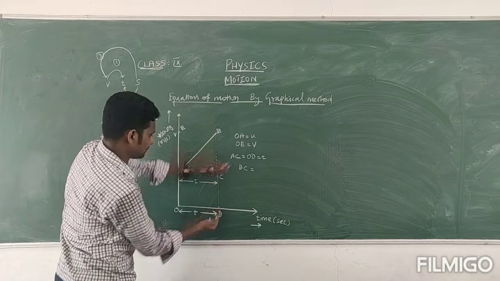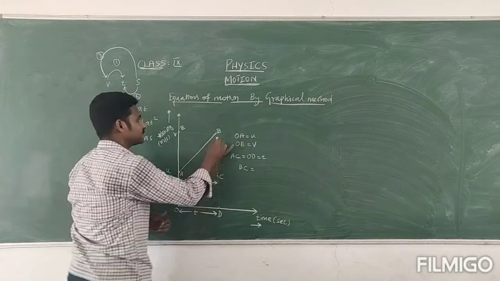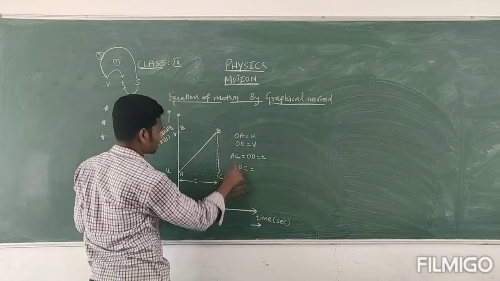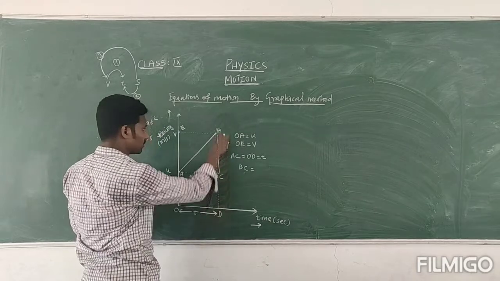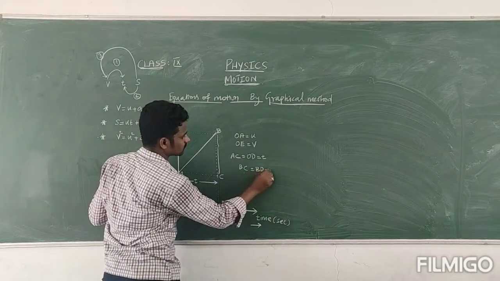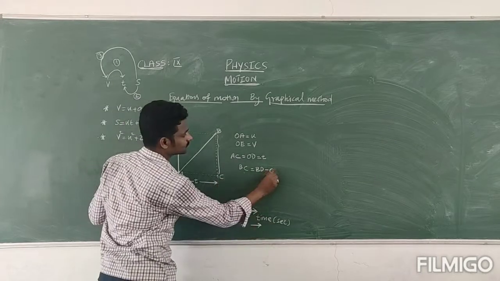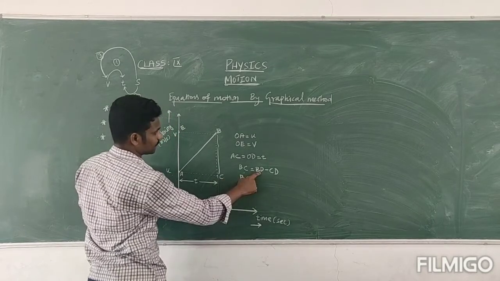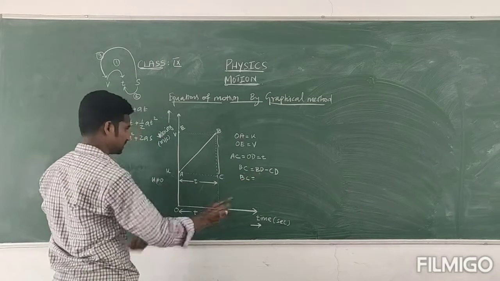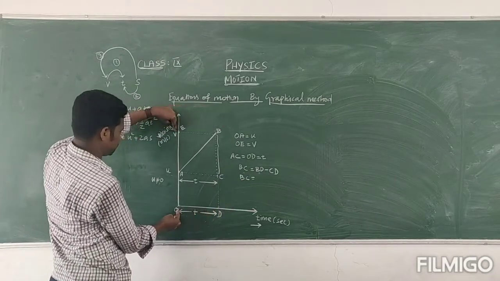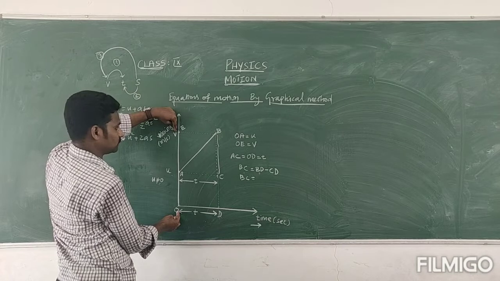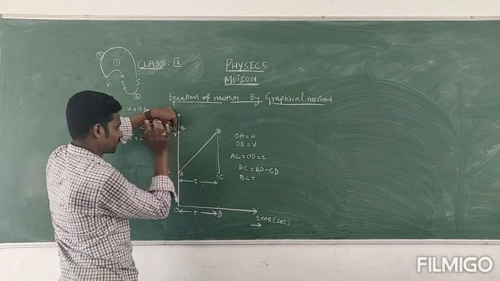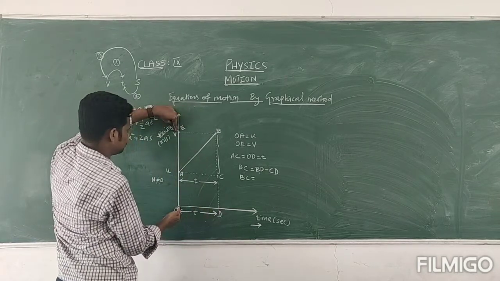BD minus DC. Okay, so I need this part alone. This part alone. So BC is nothing but what? From BD, subtract the CD value. So BC is equal to BD minus CD. What about BD? BD is equal to what? That is OE.